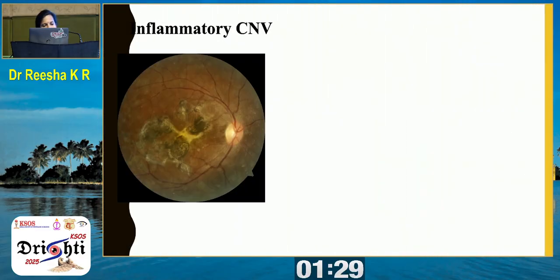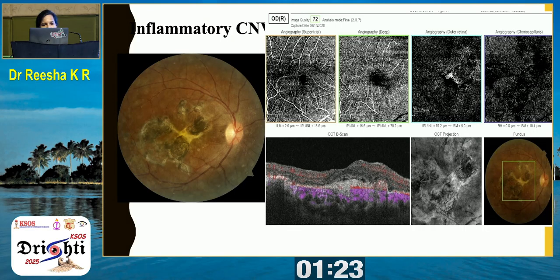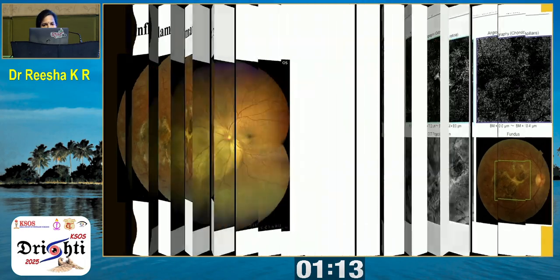See, this looks like an old choroiditis scar, but in OCTA it shows an early CNVM. So this early inflammatory CNVM can be picked up by OCTA.